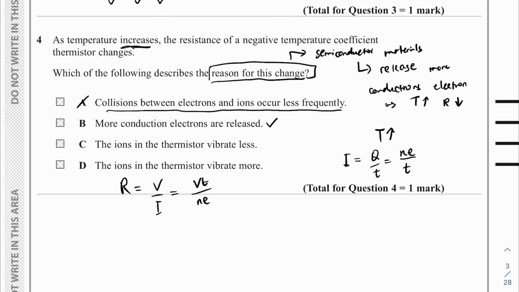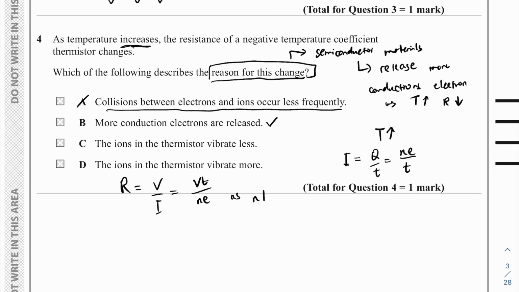Now, as we're increasing the number of electrons released, as n increases, R decreases. So we know the conduction electron one is right. But what is R dependent on? These vibrations don't do anything to the resistance. Resistance does not change because of this. So we're left with B, and that's our answer.